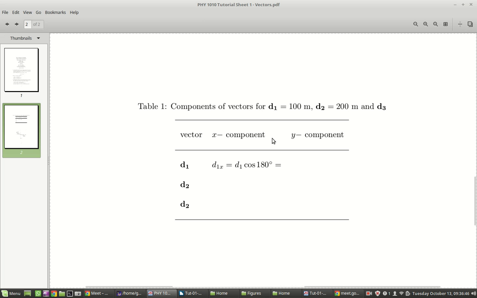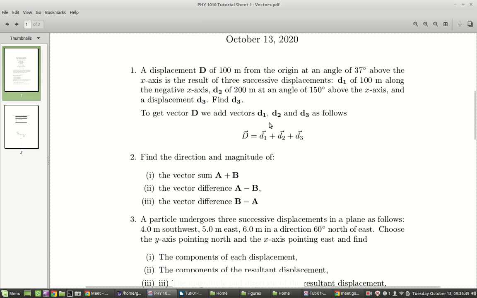d1 cos 180, because d1 has a size of 100 meters. That's the size of d1, and it is along the negative x-axis. For you to reach the negative x-axis, we measure the angle from the positive x-axis. So the angle between the positive x-axis and the negative x-axis is 180. You always measure your angles from the positive x-axis, then you go in an anti-clockwise direction.